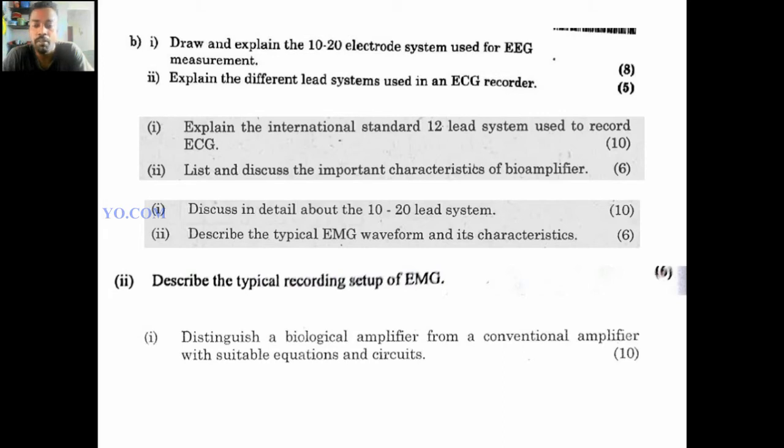This is from the third unit, the important characteristics of bioamplifier. That is the need of bioamplifier, and the characteristics will continue in the starting of unit 3.